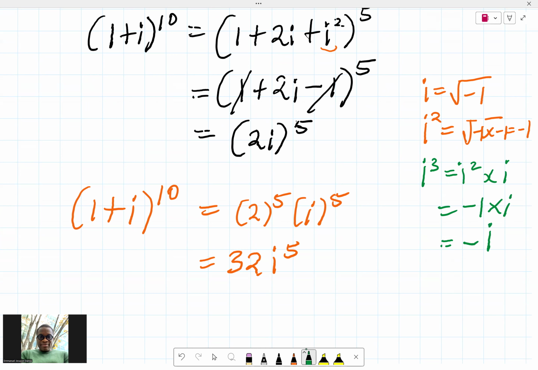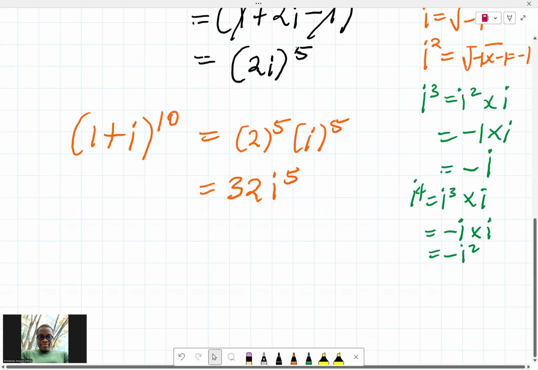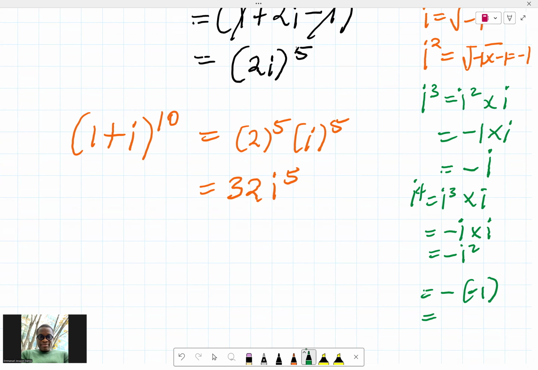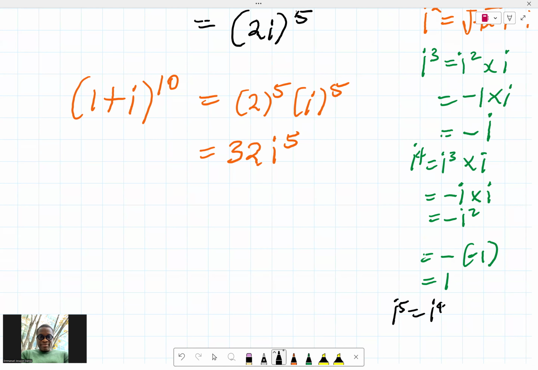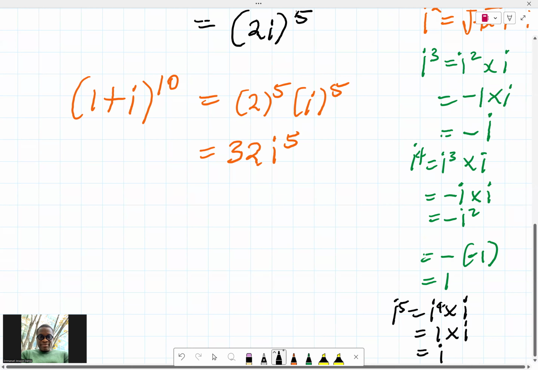Next, we have i to the power 4. So i to the power 4 is i cubed times i. So i cubed, that's minus i, times i, so that's minus i squared. And i squared is minus 1 already, so we have minus times minus 1. So that means that i to the power 4 is equal to 1. Then lastly, we have i to the power 5. So i to the power 5 is i to the power 4 times i. So i to the power 4 is 1, times i, so 1 times i is simply i. So it means that i raised to power 5 is just i.